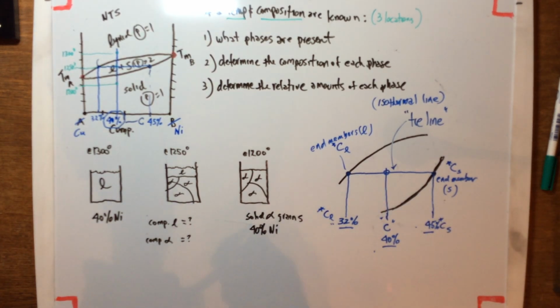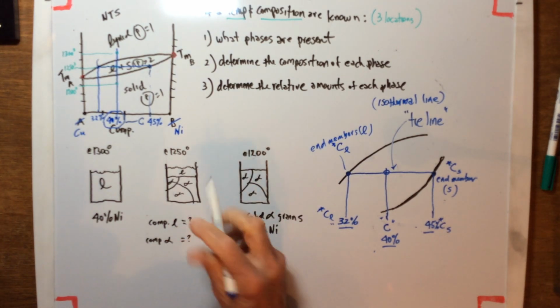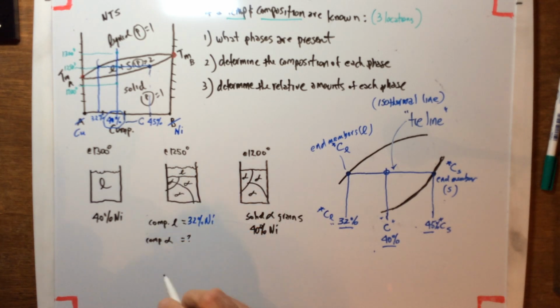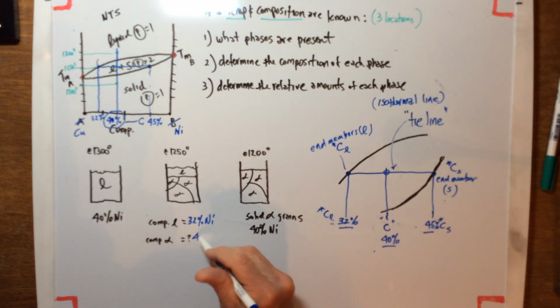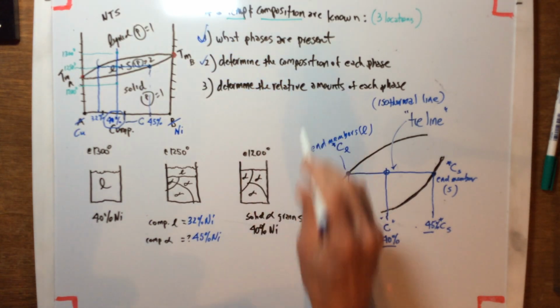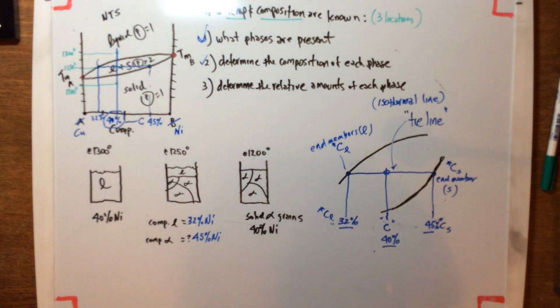All right. So we've just answered that question. For the liquid, the composition will be 32% nickel. For the solid, the alpha solid, is going to be 45% nickel. So that takes care of this one. It takes care of this one. And now we're on to this last one. Determine the relative amounts of those. And we're going to do something we call the lever rule in order to do this.